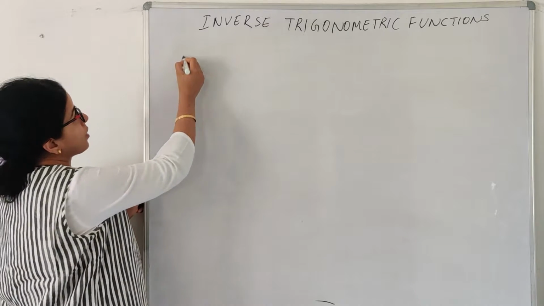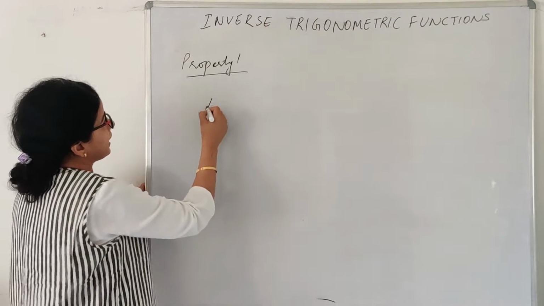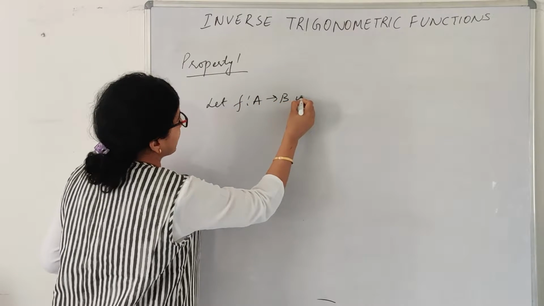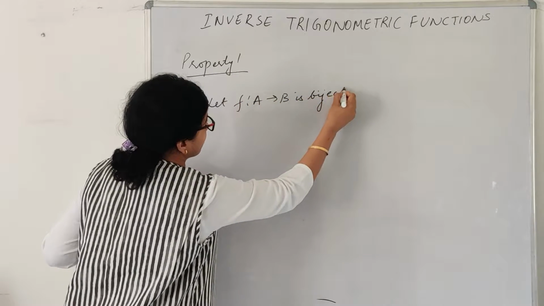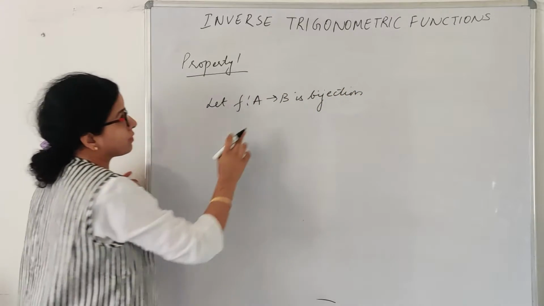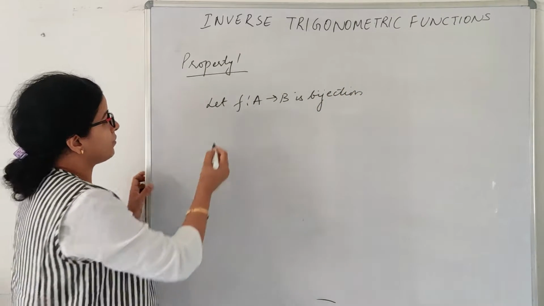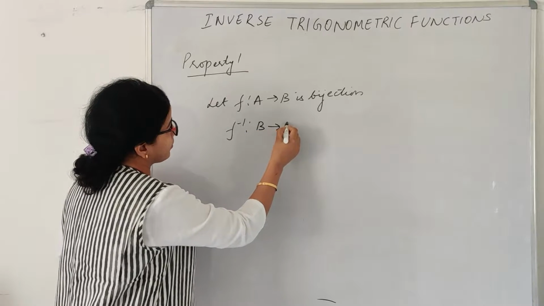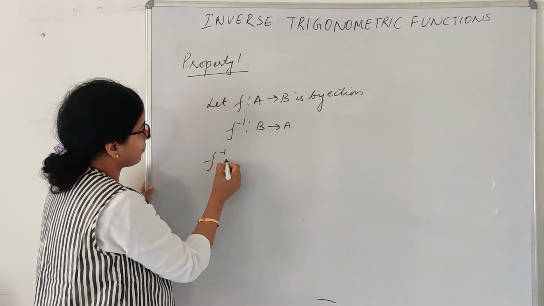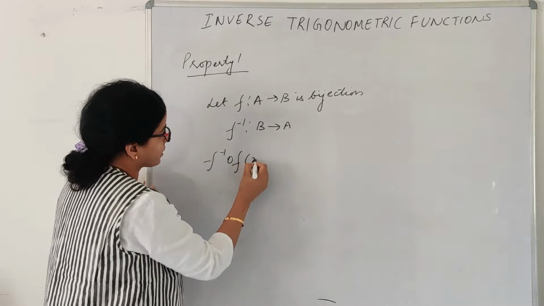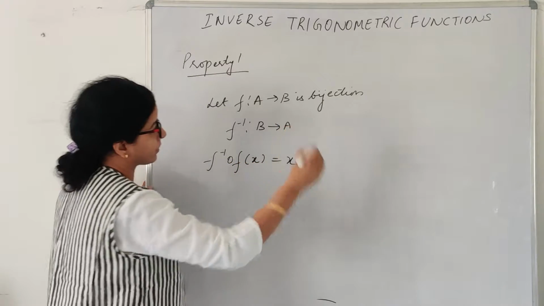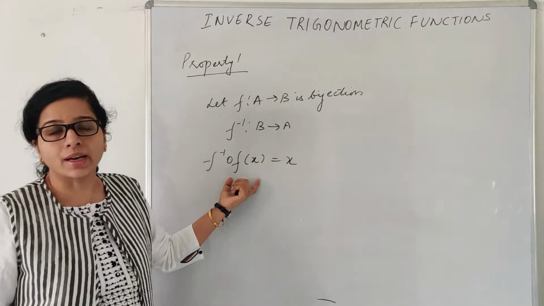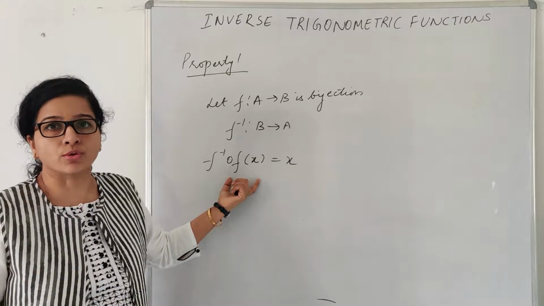So what does the first property say? Let f: A to B be a bijection. What is the meaning of bijection? It means it is 1-1 and onto. So if it is 1-1 and onto, then we have f inverse: B to A in such a way that f inverse of f(x) will be equal to x. The same thing we are going to apply in the inverse trigonometric function also.